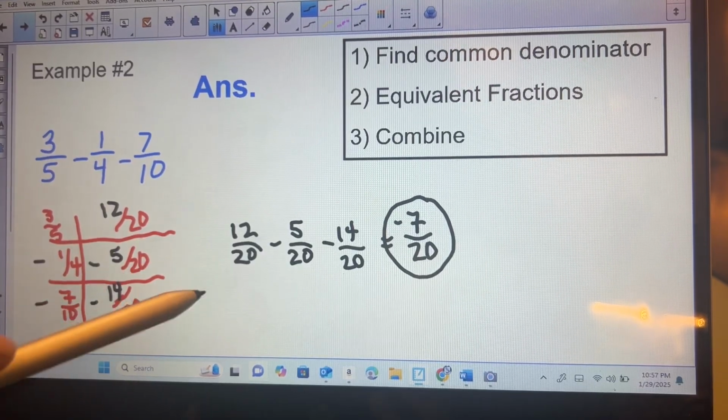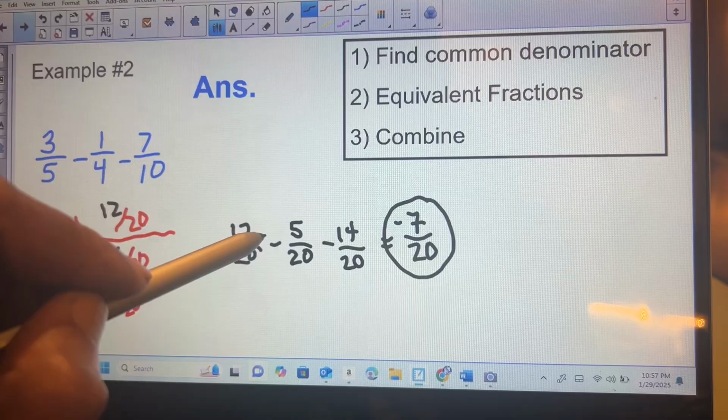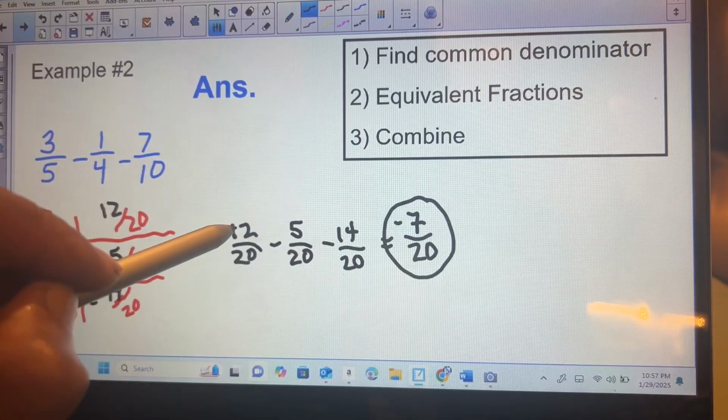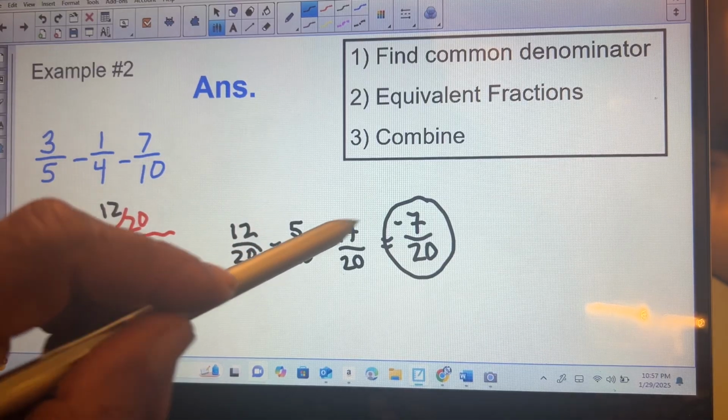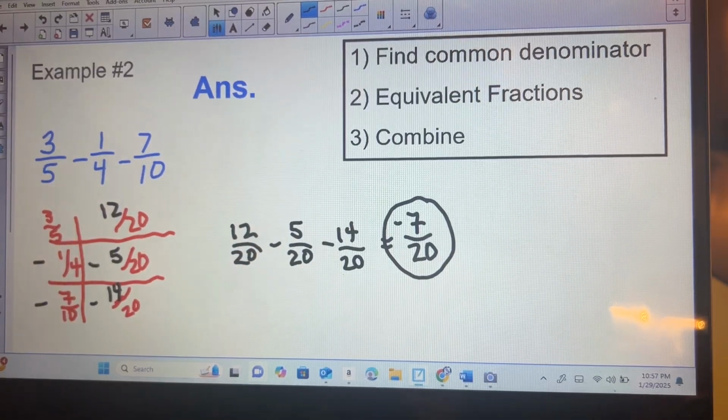So now with the new fractions written with the same denominator, all we have to do is subtract. So I got a positive 12 minus 5 gives me 7. And 7 minus 14 gives me negative 7 over 20.